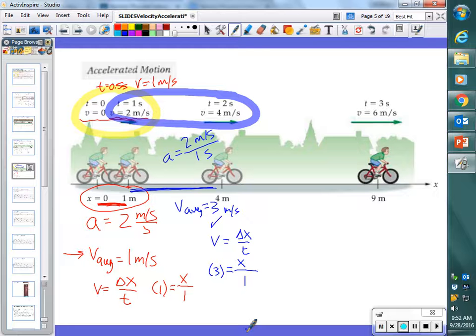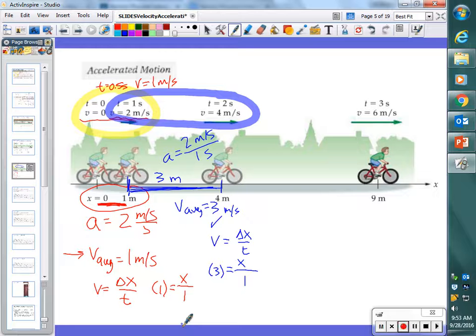3. So that means from here to here was 3 meters. Does that make sense? We okay with that? And that means the total distance from the start is now what? 4. We okay? Is that good so far?